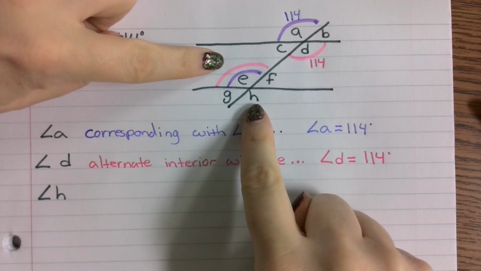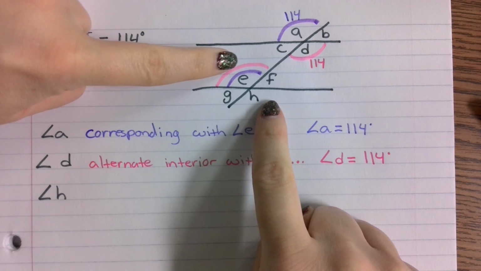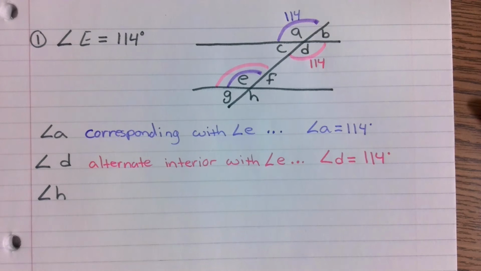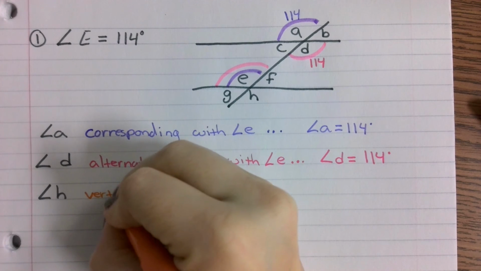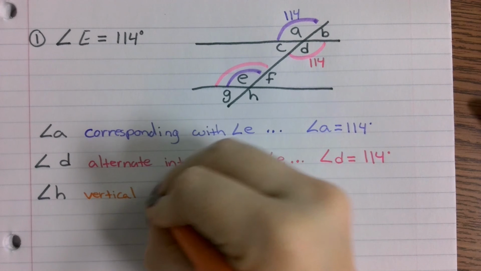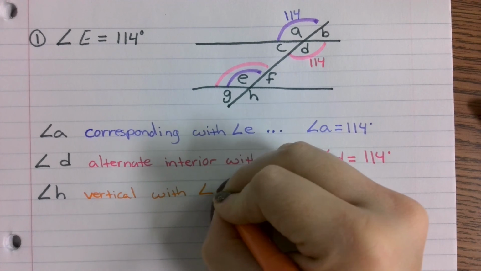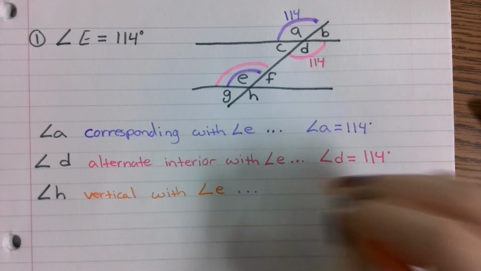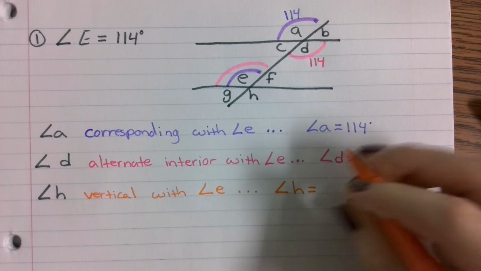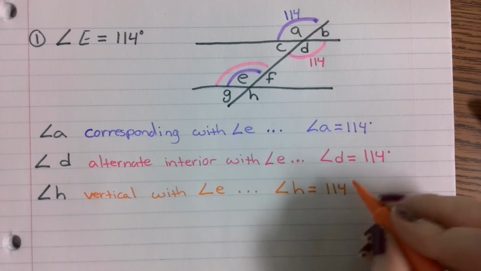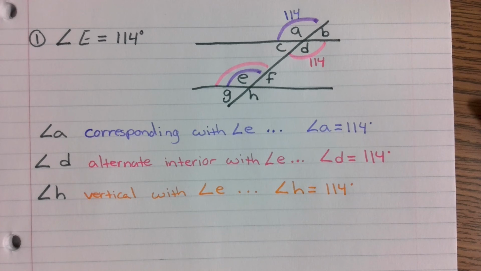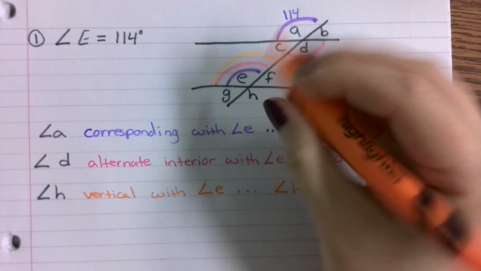How does H relate to E? What relationship is E and H? It's not on today's notes. Maria? Vertical. They are vertical. We'll go ahead and do that in orange for today. They are vertical angles. It's vertical with angle E. And like we said before, we know vertical angles are equal to each other. So H is also equal to 114 degrees. Okay? E and H.